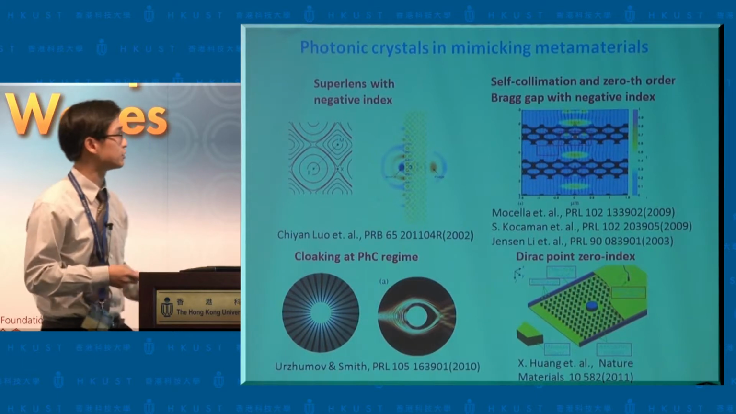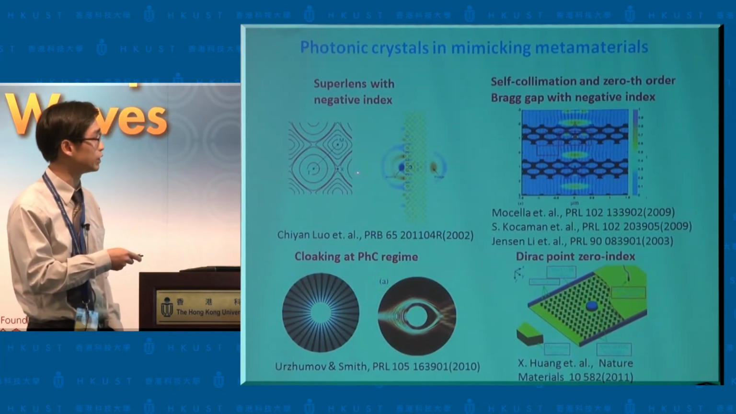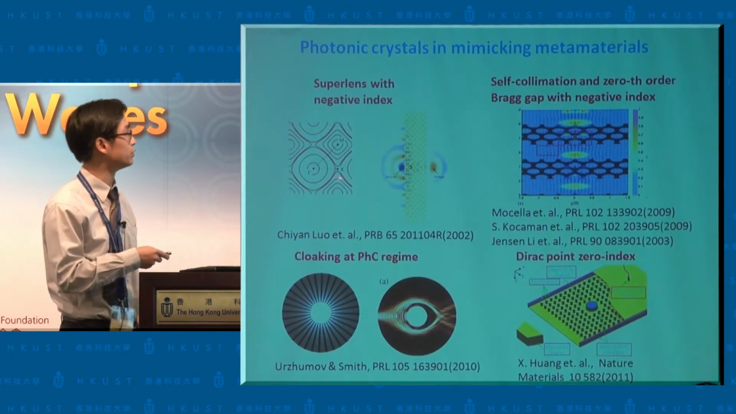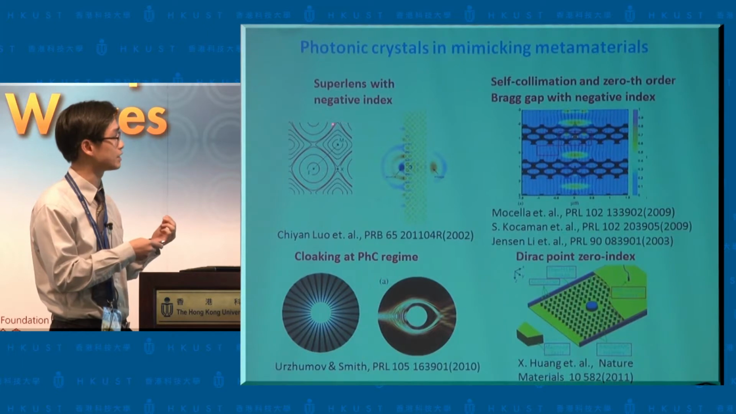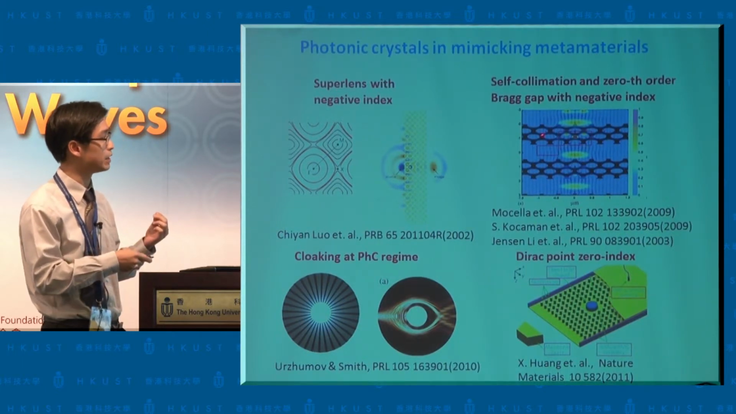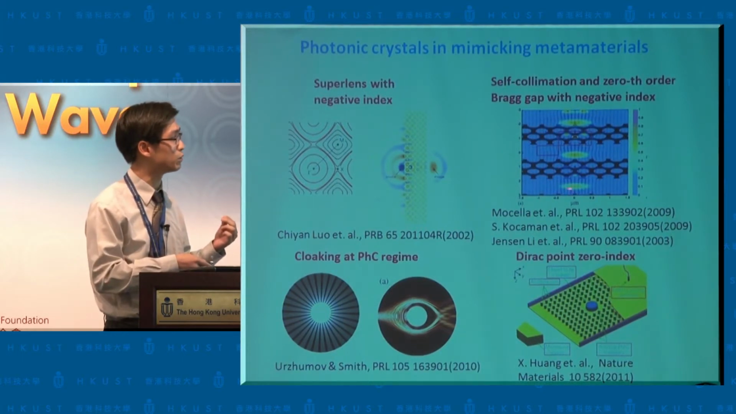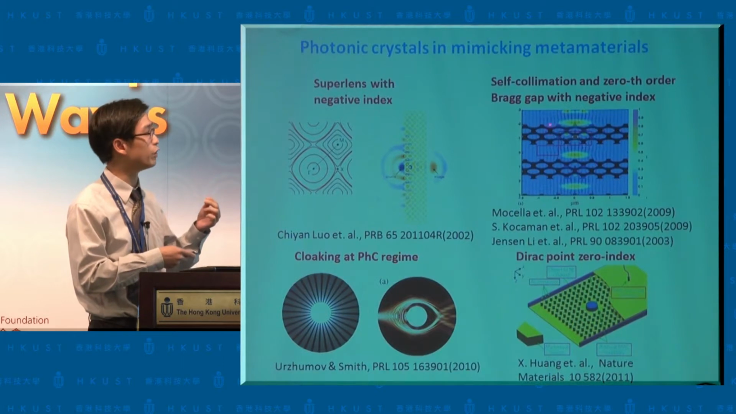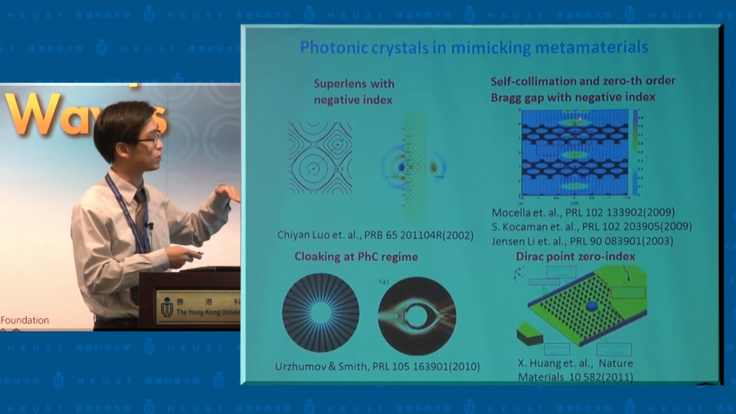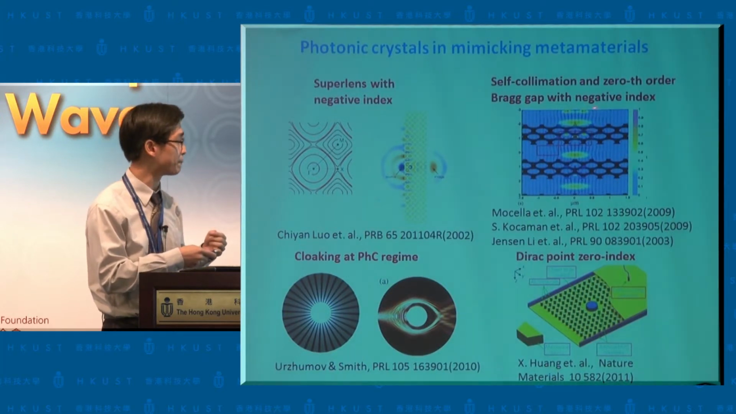Actually, the idea we can trace back to a very early paper, in which a photonic crystal was used to mimic a super lens with negative index. There are many recent examples also. For example, we can construct a photonic crystal in a higher order by alternately stacking positive and negative indices together to demonstrate a 0th order Bragg gap.